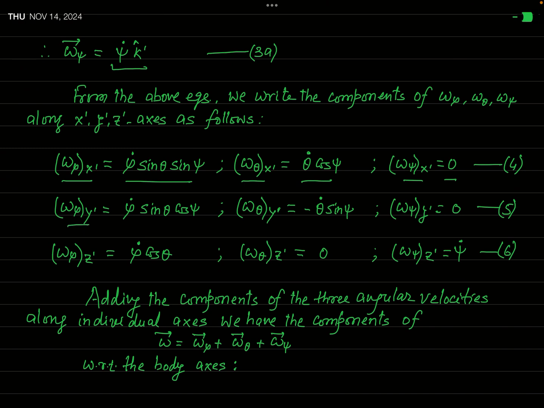Similarly, omega phi y dashed is this much, omega theta y dashed is this minus theta dot sin psi, and omega psi y dashed is equal to 0. And in this way you can also write the values of omega phi z dashed, omega theta z dashed and omega psi z dashed. Now when you add all these x dashed components of omega phi, omega theta and omega psi, you will get the x dashed component of vector omega.